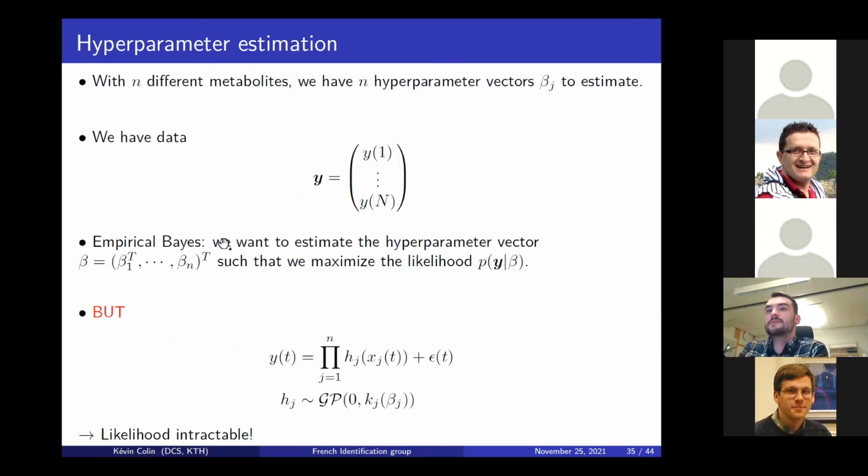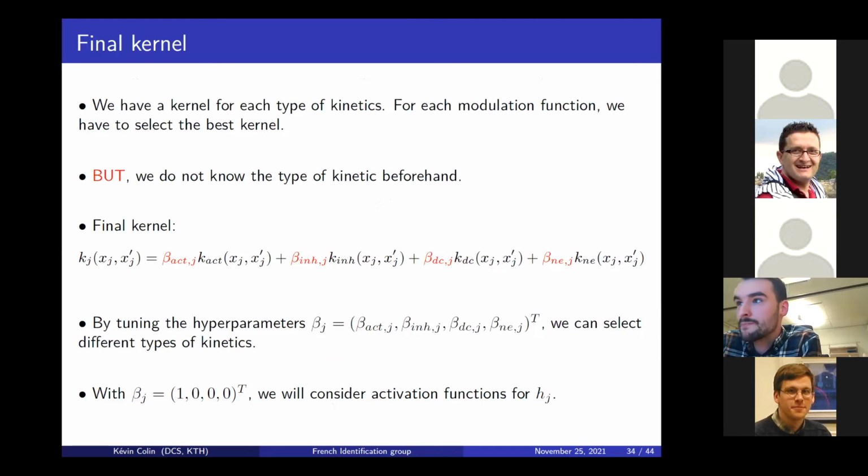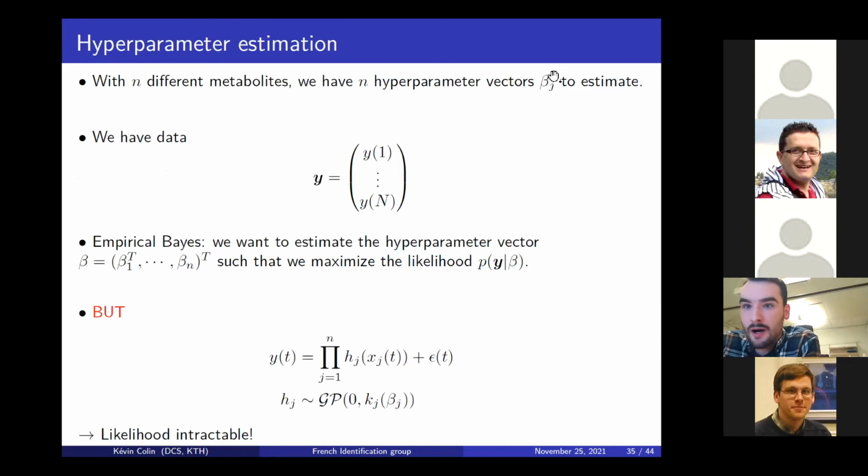So the idea of empirical Bayes is we are going to find the hyperparameter vector which maximizes the likelihood of the data we have. Since we have n different metabolites in our model, we have n modulation functions to estimate. So our system is the product of n functions. And since we have designed a kernel for each h g, which is basically this sum here, we have n hyperparameter vectors beta g to optimize. So by denoting beta the vector obtained by concatenating all parameter vectors beta g, the empirical Bayes method is like this. We want to find beta such that we maximize the likelihood here.